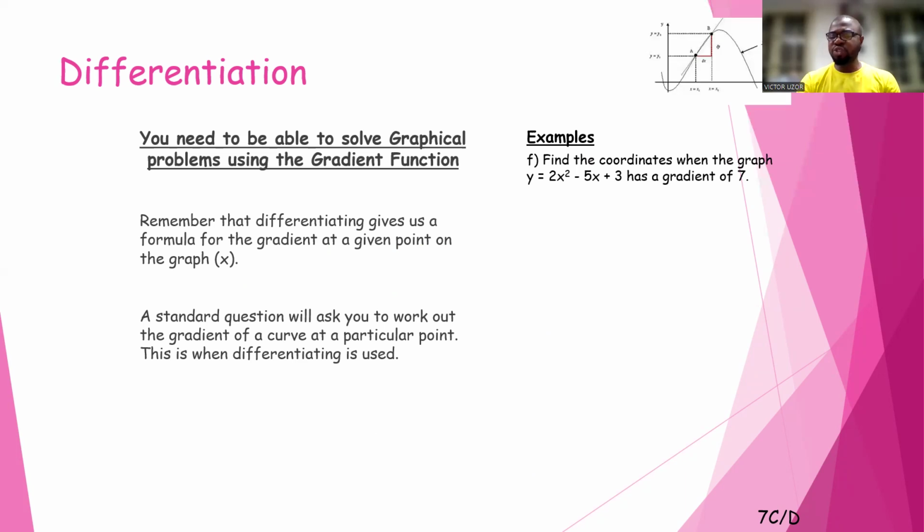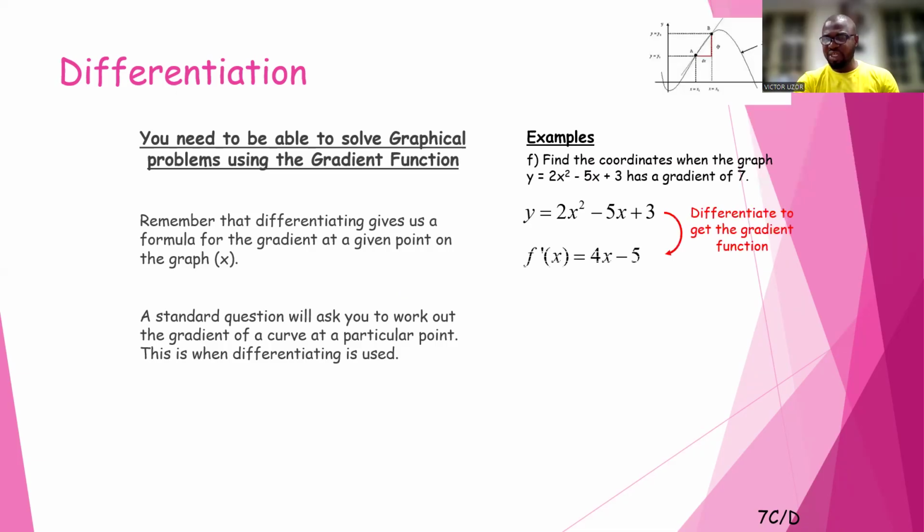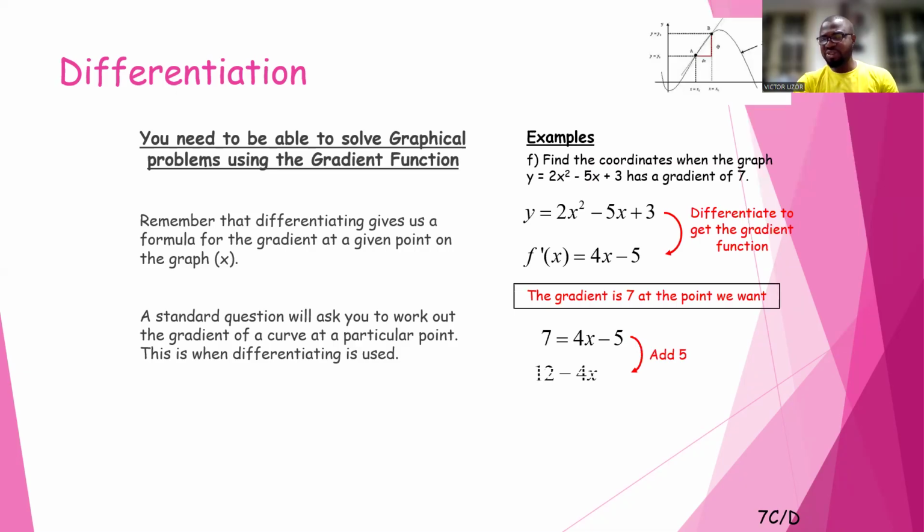This time around, all you need to do is to differentiate it. And when you differentiate it, the answer you get, you equate it to 7. Then you find your x. In other words, they're asking you, what is your x? So 4x minus 5 is equal to 7. Then from there, you can just do your basic algebraic simplification, and you get what your x is.